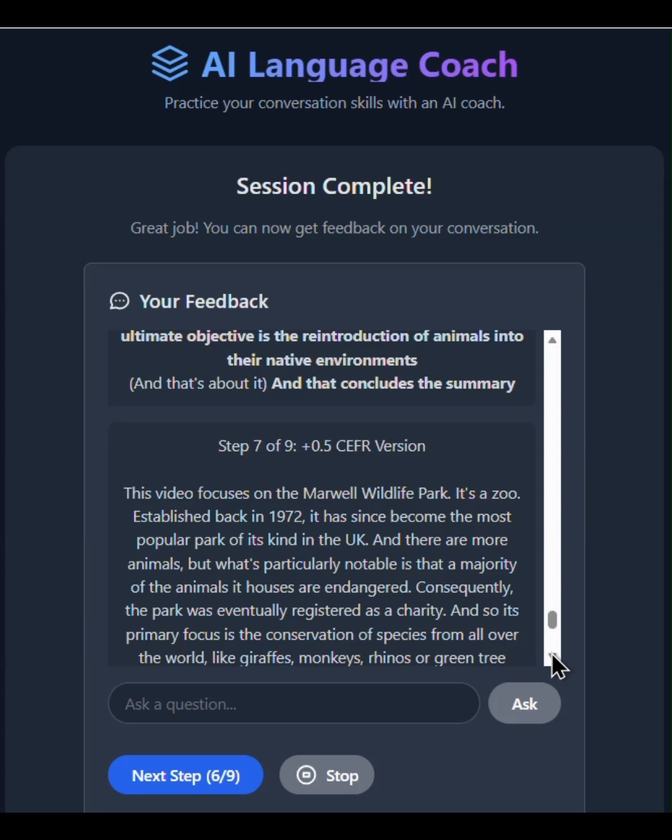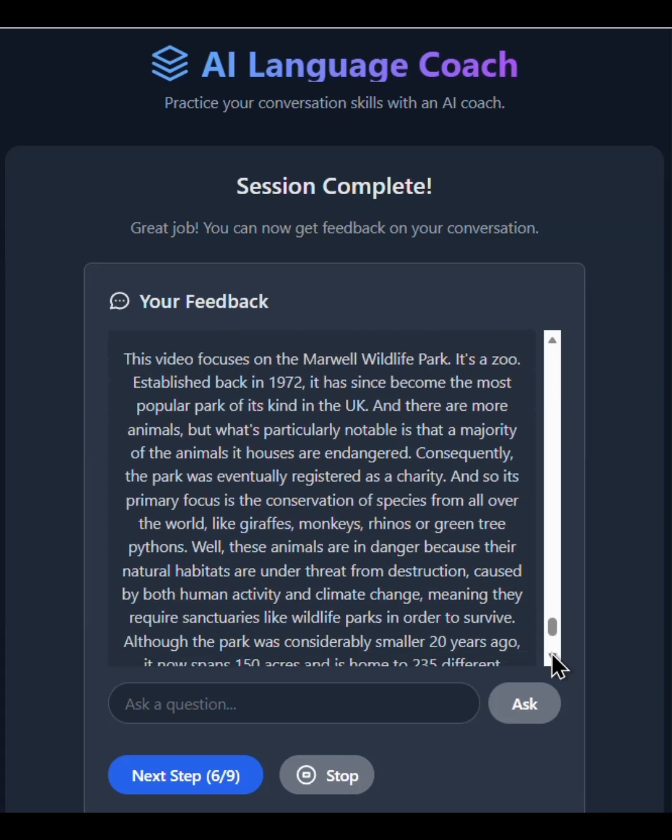It's a zoo. Established back in 1972, it has since become the most popular park of its kind in the UK, and there are more animals. But what's particularly notable is that a majority of the animals it houses are endangered. Consequently, the park was eventually registered as a charity, and so its primary focus is the conservation of species from all over the world, like giraffes, monkeys, rhinos, or green tree pythons.